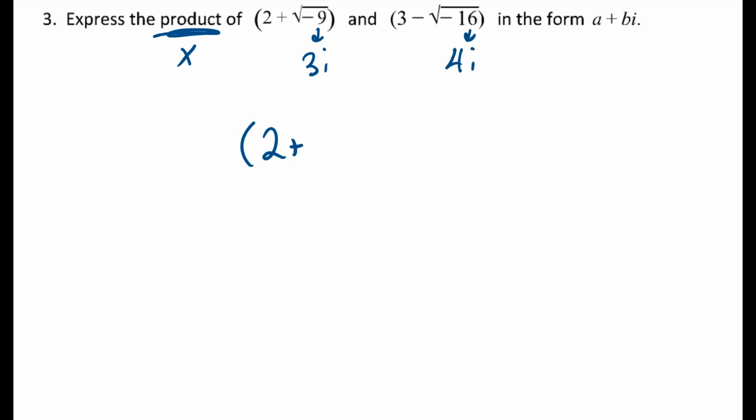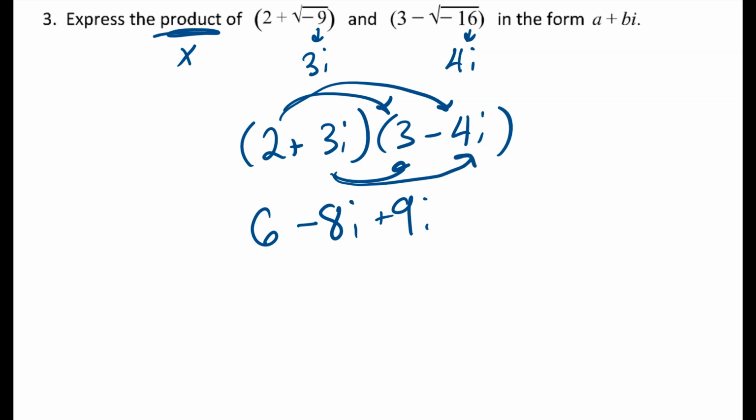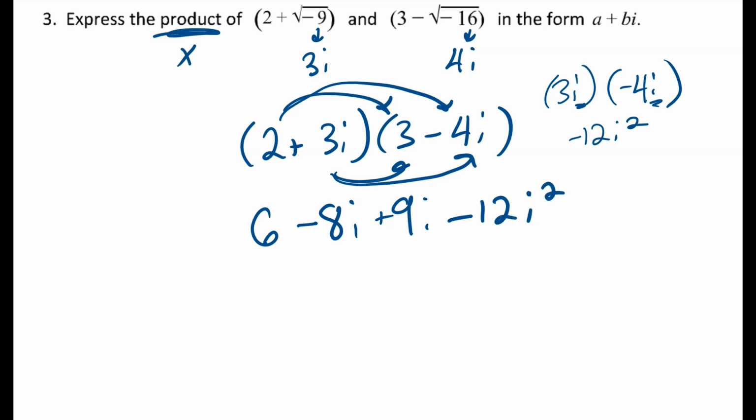So if I'm multiplying these, this is going to be one of those double distribution problems, right? 2 times 3 is 6. 2 times minus 4i is minus 8i. 3i times 3 is 9i. Now here's where it gets a little tricky. 3i times that minus 4i. If you're multiplying those, you'd have to multiply the coefficients. 3 times negative 4 is negative 12. And you'd have to multiply those imaginary units too. i times i is i squared. So here you have a minus 12 i squared.